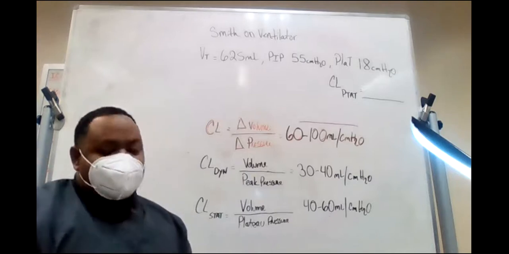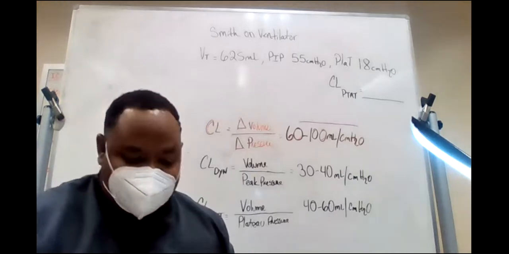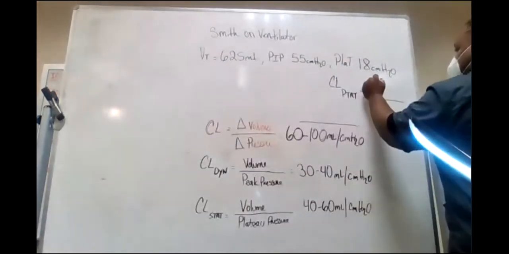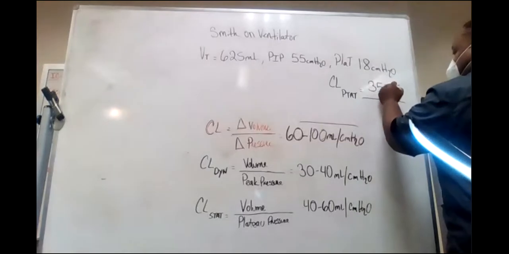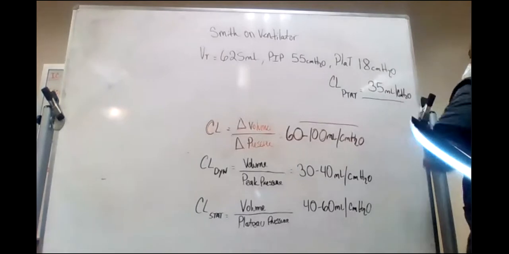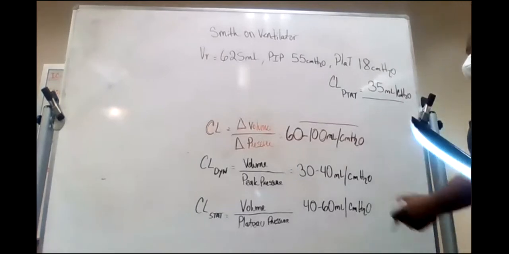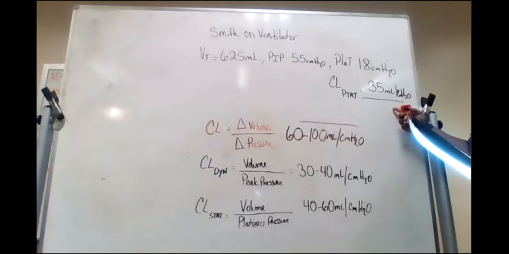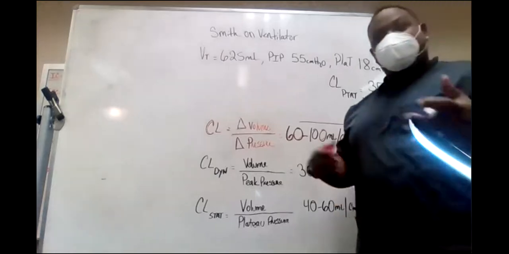All right, so it should be about 34.7 or 35 milliliters per centimeter of water. So it should say 35 mL per centimeter of water. Now, is his static compliance normal? No, it's low. My bad. Low.